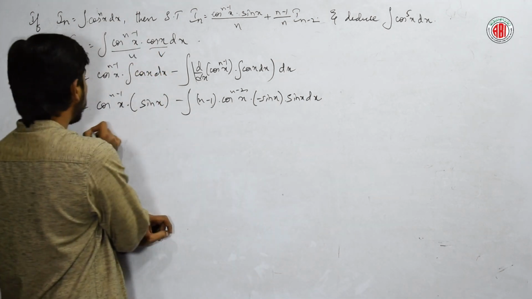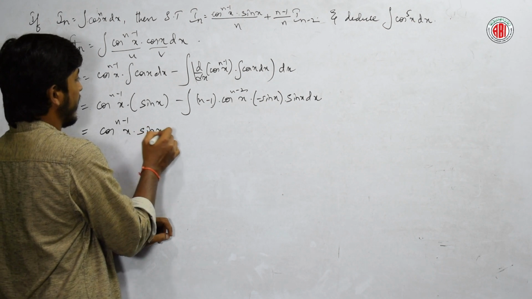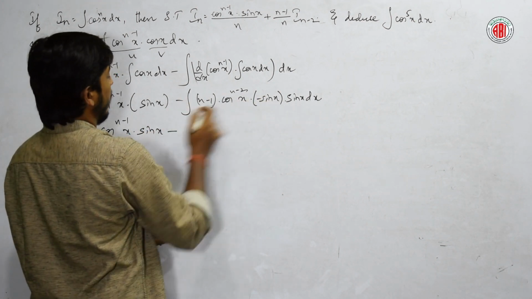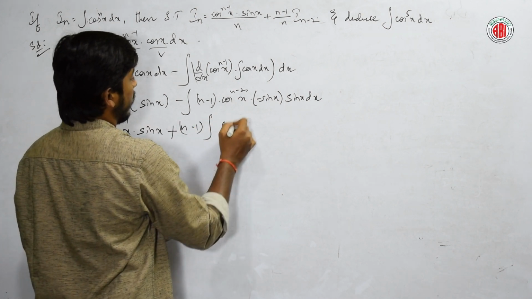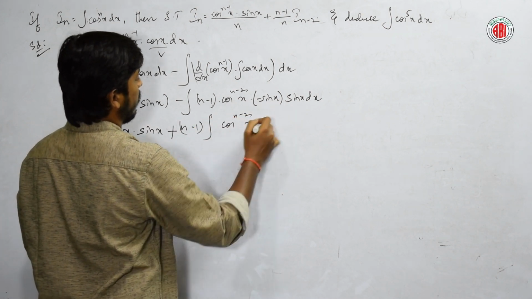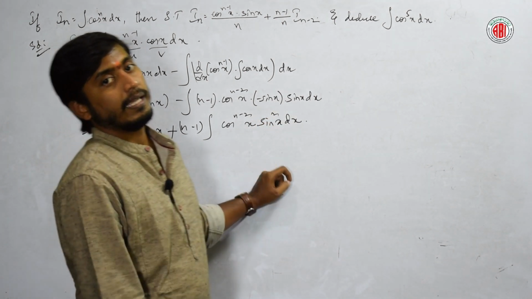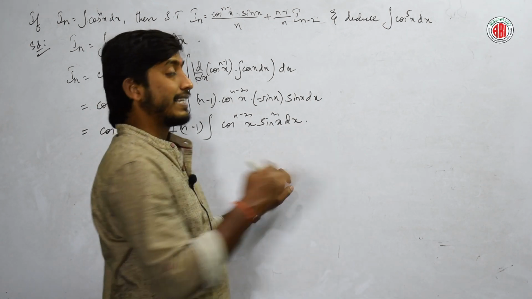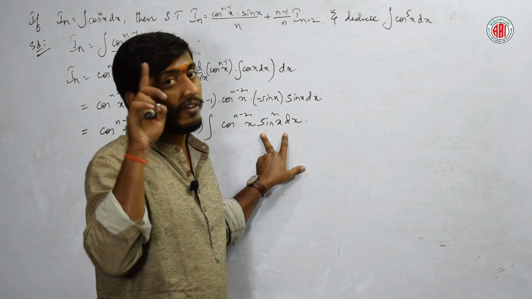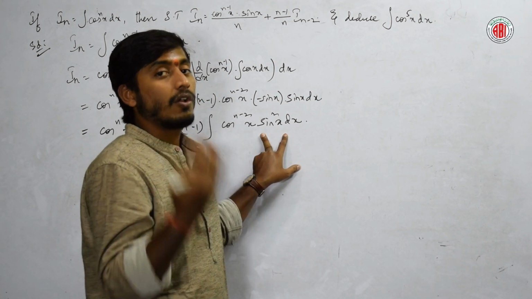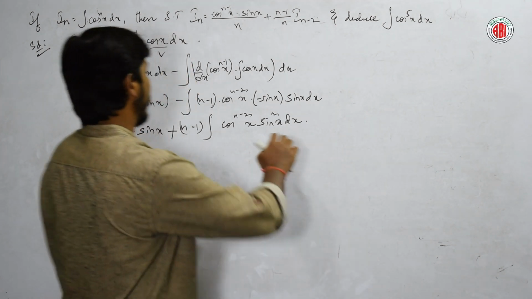Now, see here, this is cos^(n-1)x into sin x into minus, plus (n-1) into integral cos^(n-2)x into sin²x dx. Is it clear? So, what is the next step we are going to do? We will just convert the sin² as 1 minus cos². What did we do in that sum? We converted cos² into 1 minus sin² and we simplified. Clear? The same story happens here also.